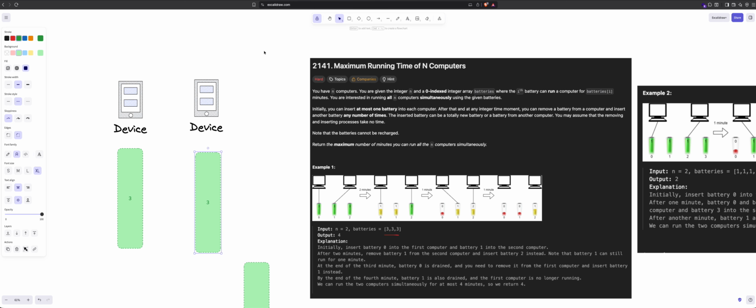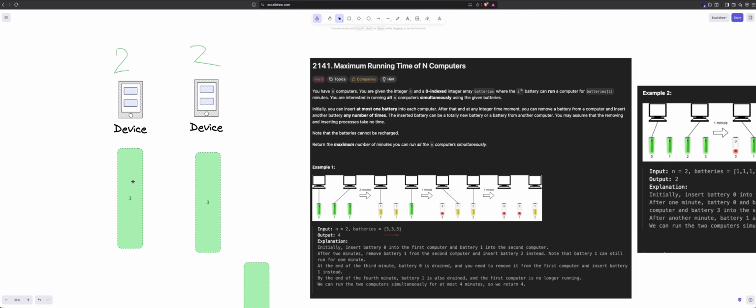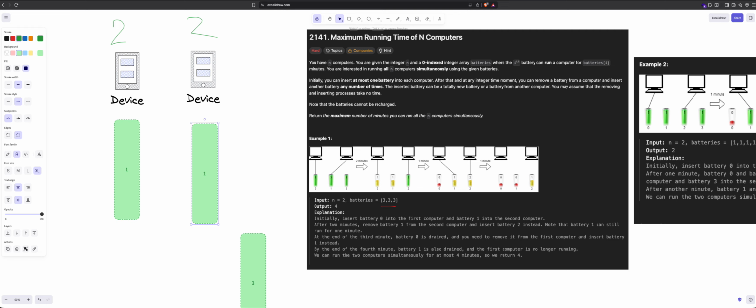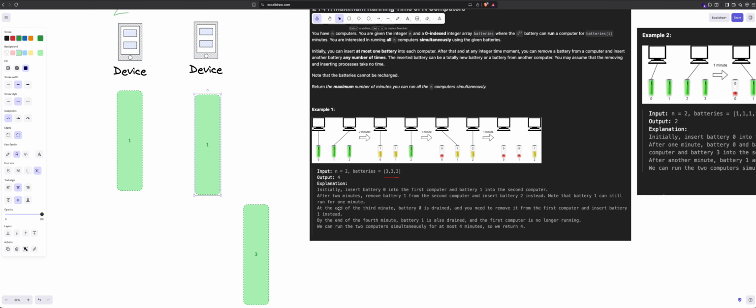So the time we have passed is something like 2 minutes. Just write it down, 2 here and 2 here. That drops the battery to 1 minute each. It is stated that after the 2 minutes, we remove battery 1 from the second computer. So we're going to swap it out, and we can make it red because we don't have that much battery percentage left. And then we pop in our remaining battery here.